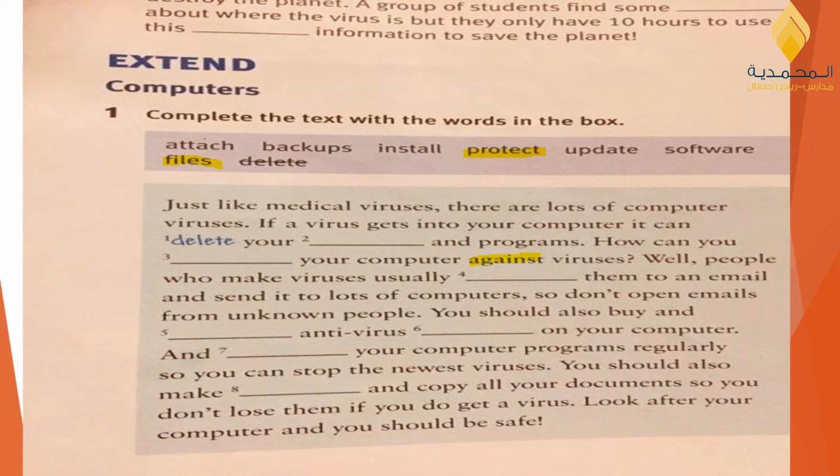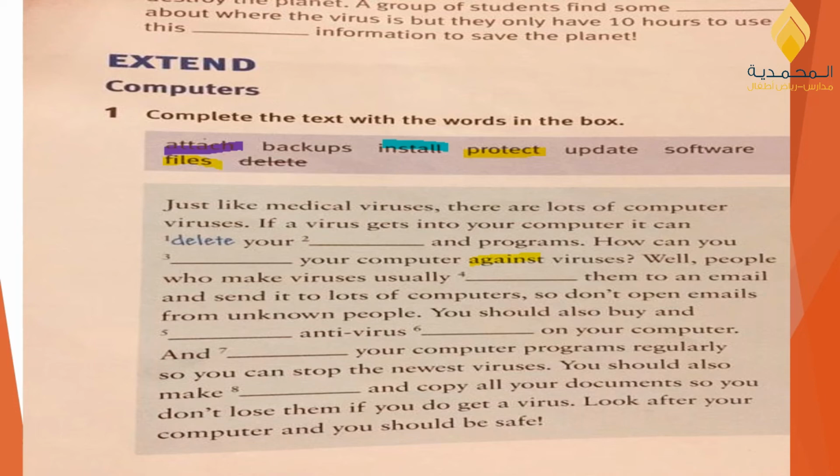Well, people who make viruses usually dash them to an email. So what do we do when we want to send somebody something by mail? We attach that thing to the email and send it to lots of computers. So don't open emails from unknown people. You should also buy, and what do we do with antiviruses? Yes, we install them. We start working with them. We put them on our computers.